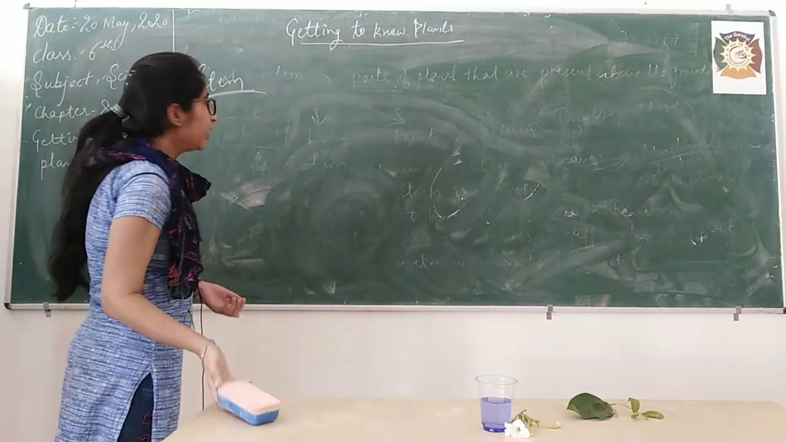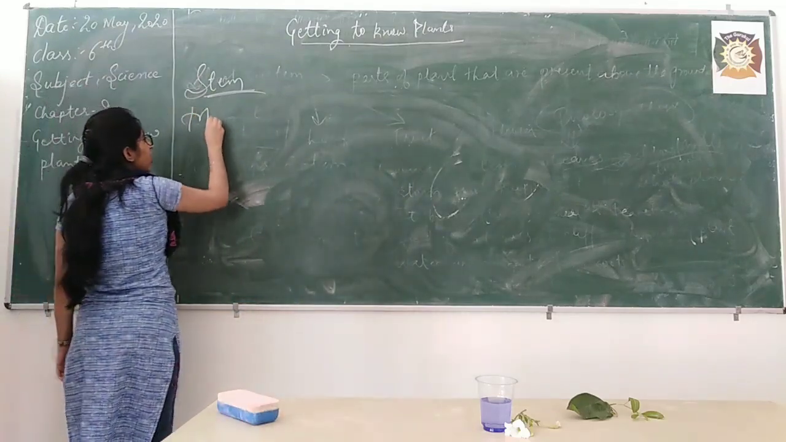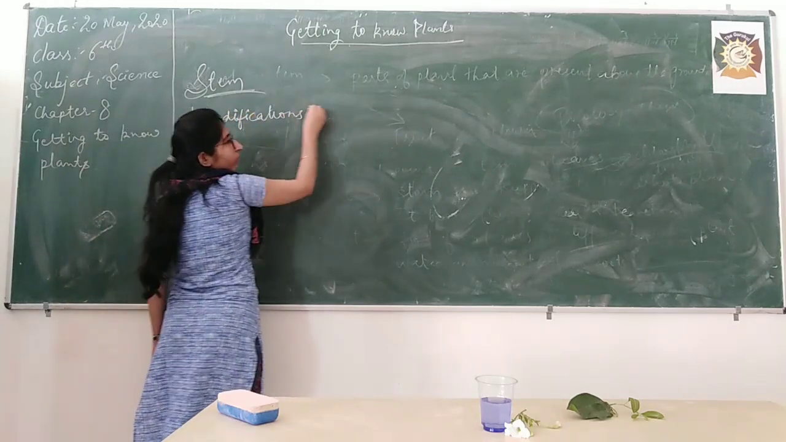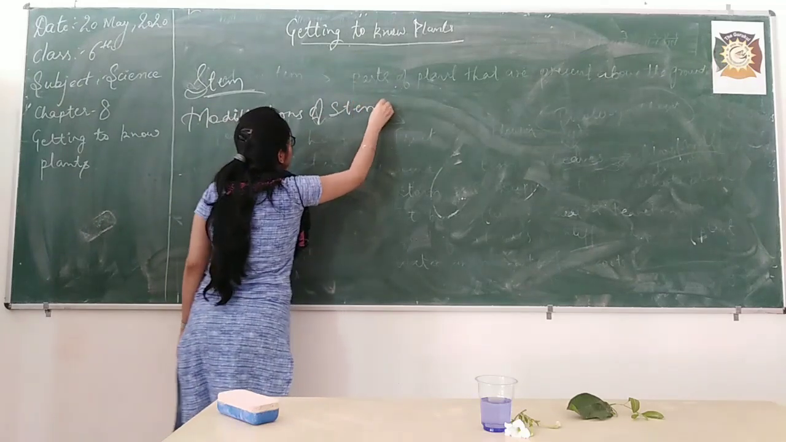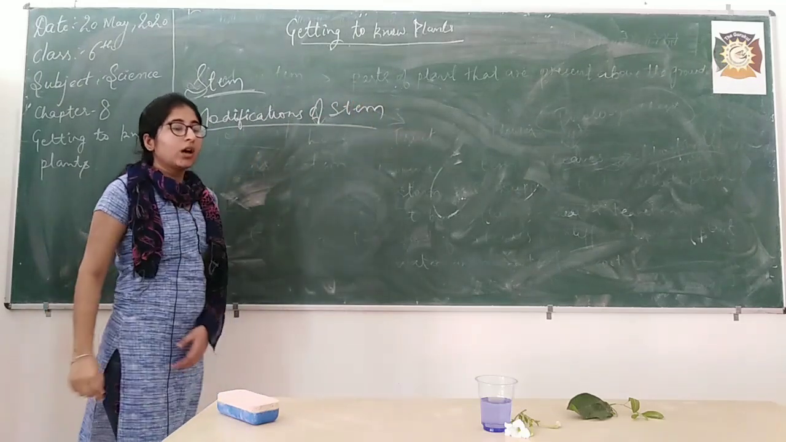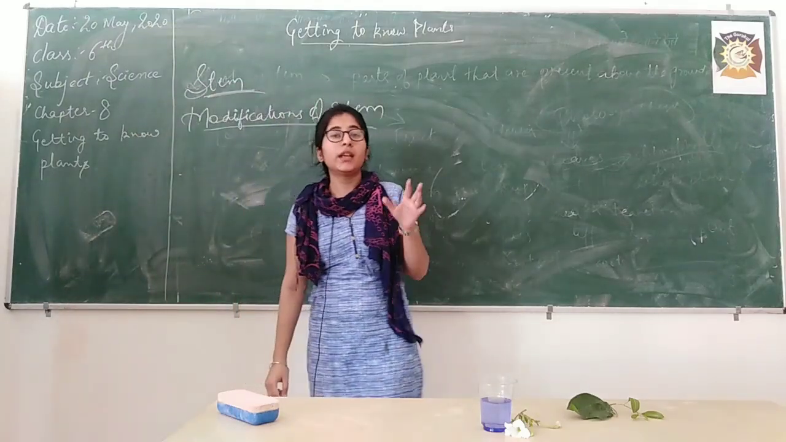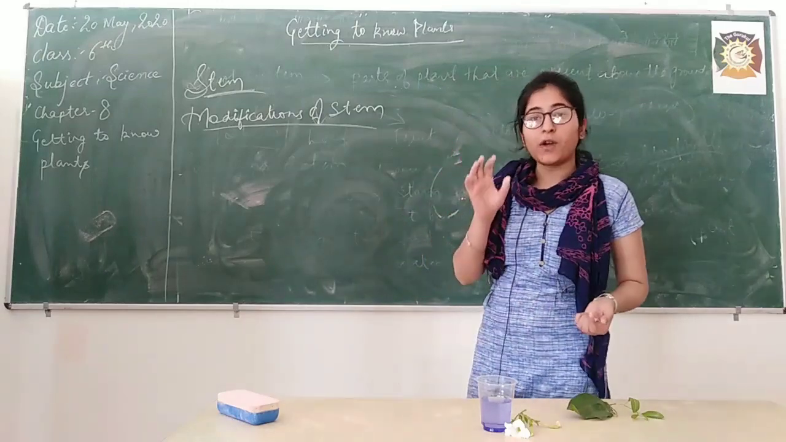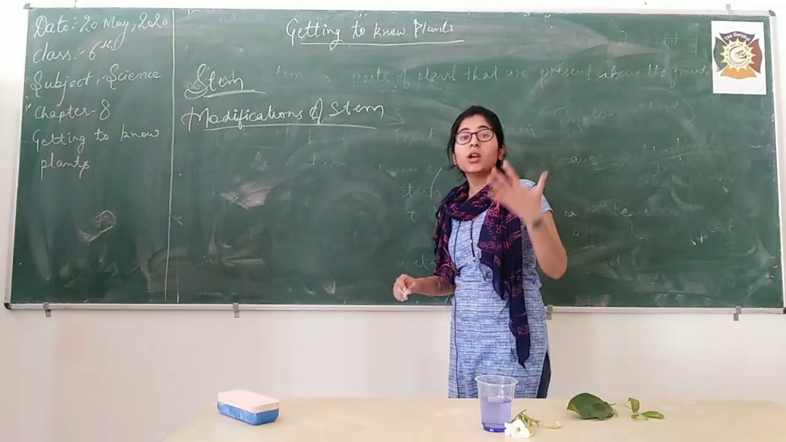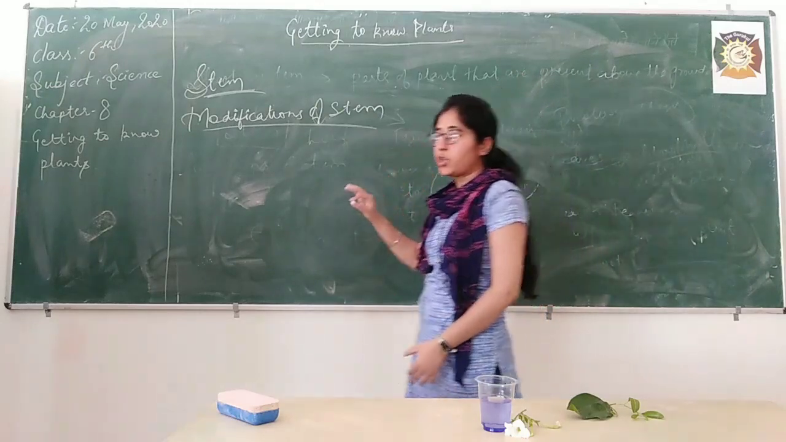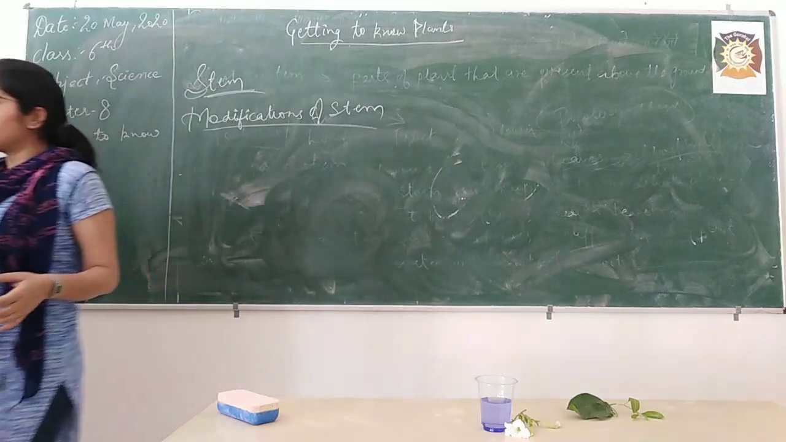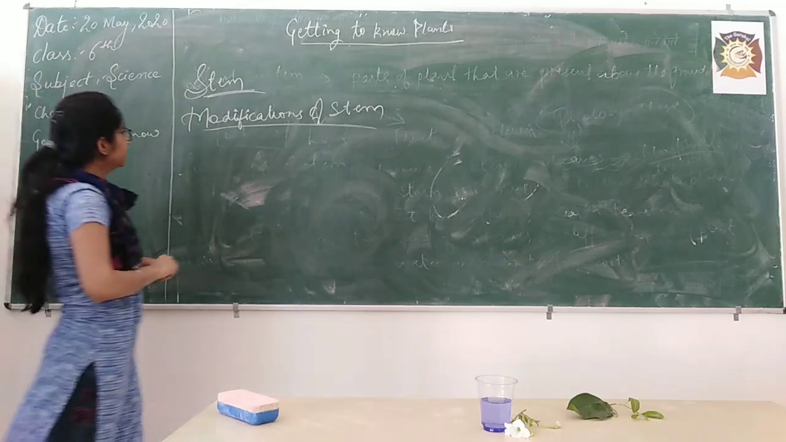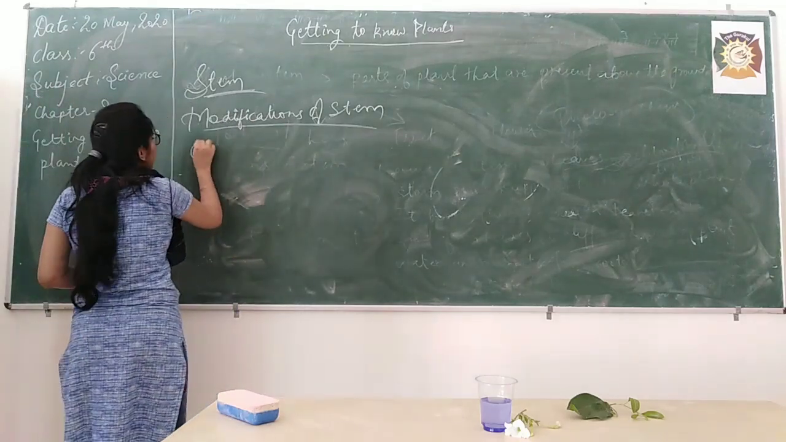So after that we are going to study some modifications of stem. Modifications of stem means some plants are specialized, they have some modified specialized stems which perform some certain functions, some additional functions. So we are going to study those additional functions and in which plants these stems are. So yes, what is it? Number one is storage of food.